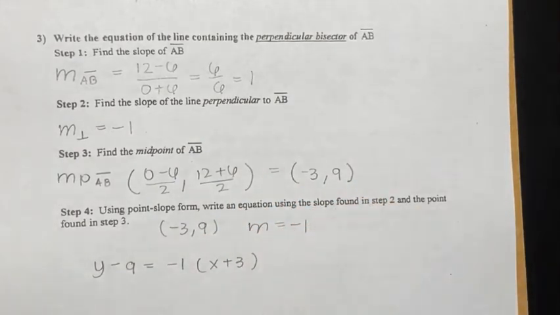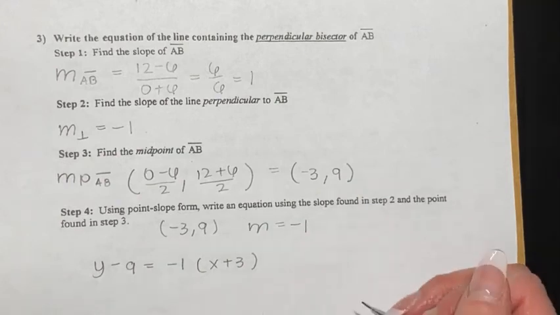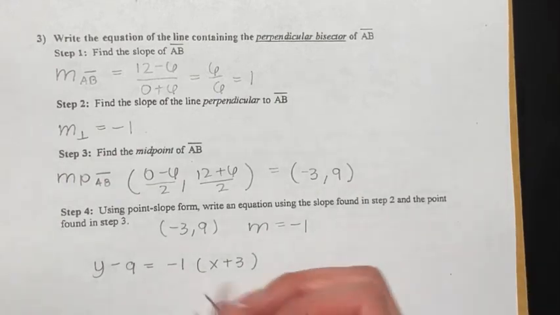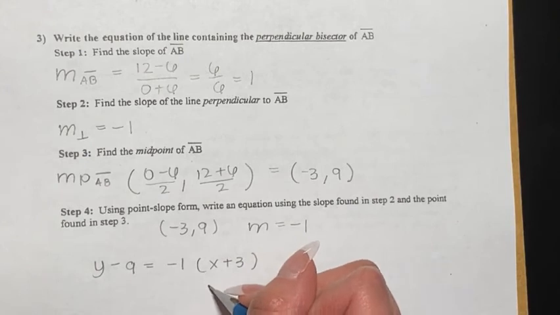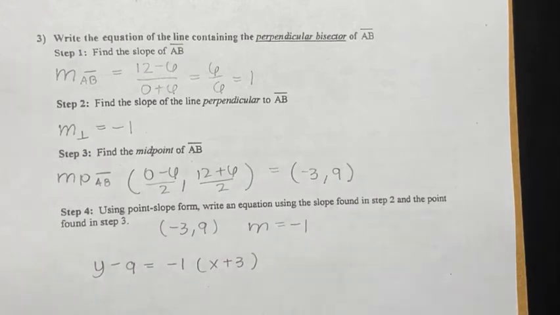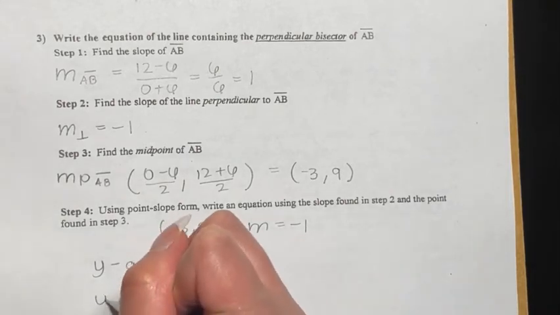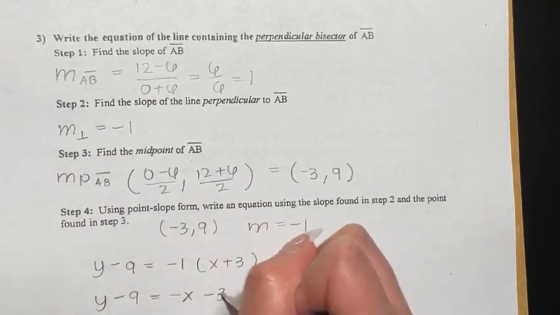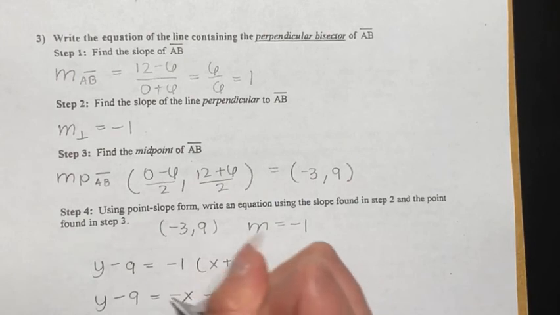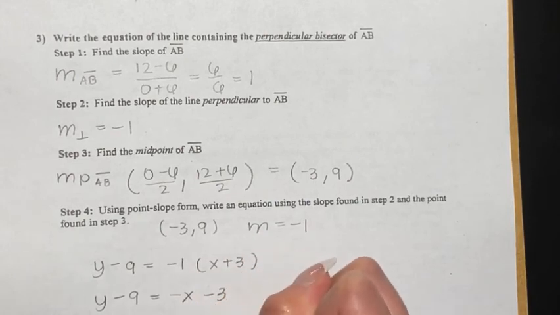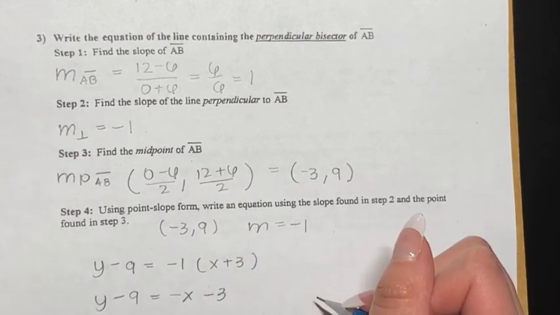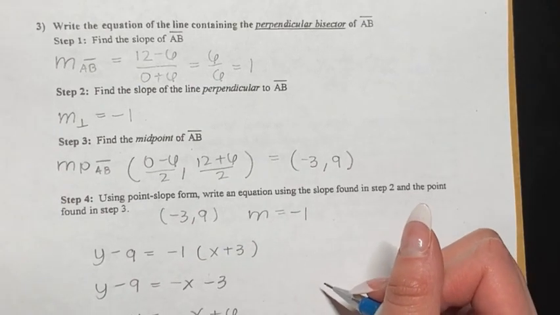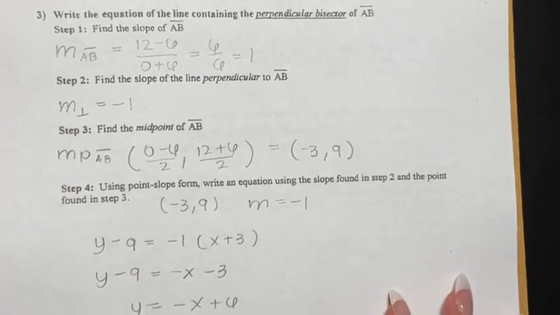I mean, you can leave it like that, right? Technically you could, because they are not telling you to put this one in slope intercept form. So I would either leave it like that, or if you don't like that one, distribute the -1, so you have -x minus 3. Pass the 9 to the other side, adding, so you have y equals -x plus 6. And that's pretty much it.